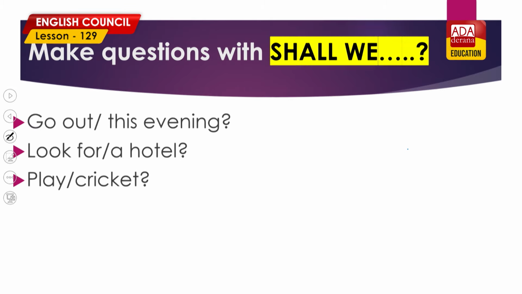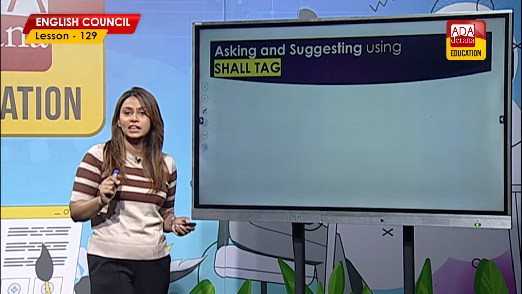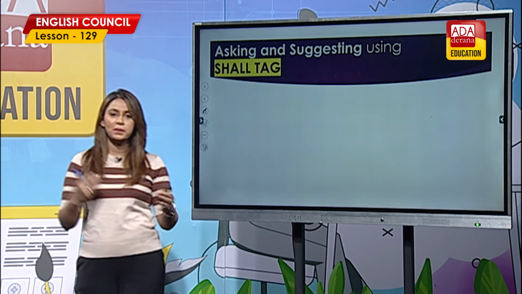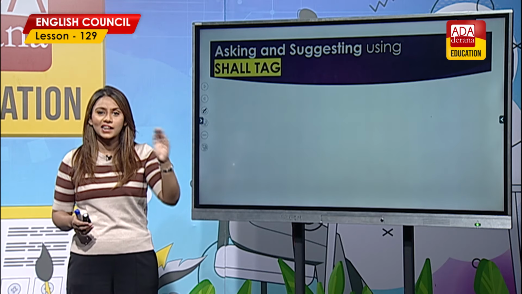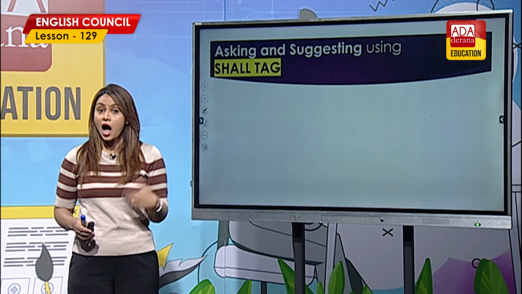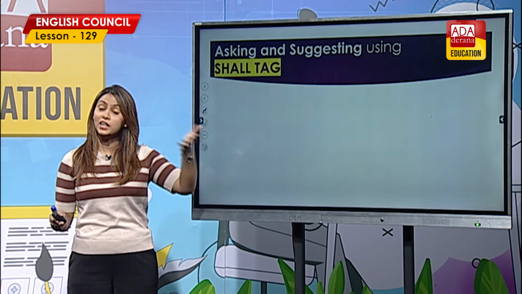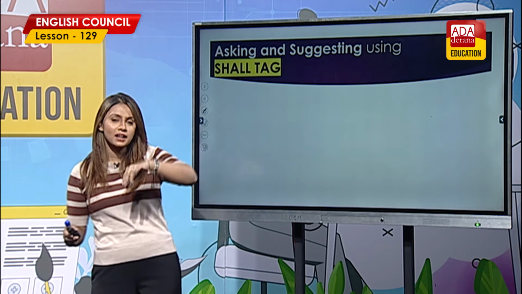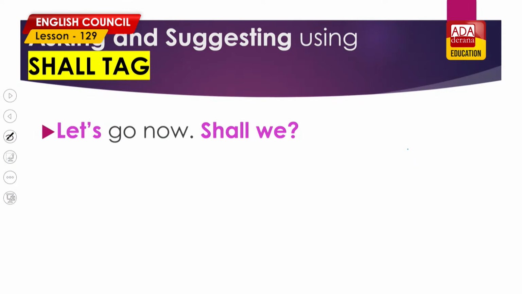And then we had shall we. We had an exam. We had activities to practice the shall questions, and then we had the shall tag last week. Someone may suggest we do something, and we ask shall we, using it as a tag. Let's go now, shall we? You don't ask shall we go again. You can ask, let's go now, shall we? You have your sentence with let's do something, shall we?